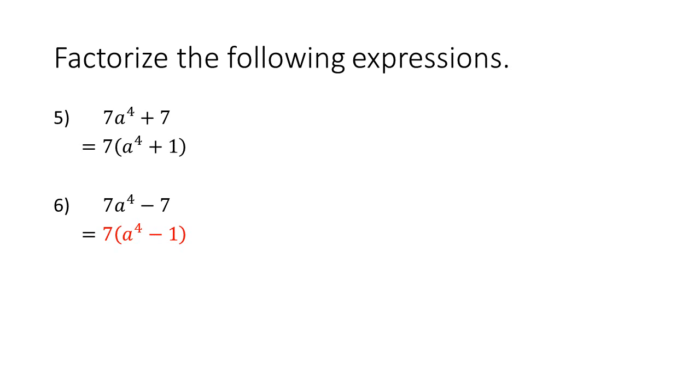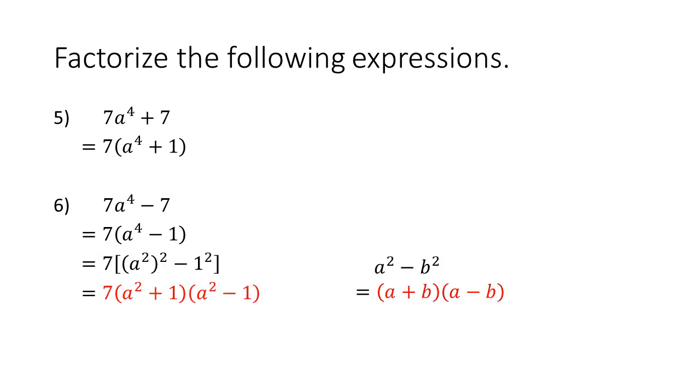After we have factorized 7 out, we can write a to the power of 4 as the square of a squared. Then give square to 1, so it has the pattern of a squared minus b squared, and we can treat a squared as a. In this case, we can factorize it as a squared plus 1, multiplied by a squared minus 1. The same question again. Have you finished? Sorry, no. For a squared minus 1, we can further factorize it as a plus 1, multiplied by a minus 1, and then copy the remaining on the left.